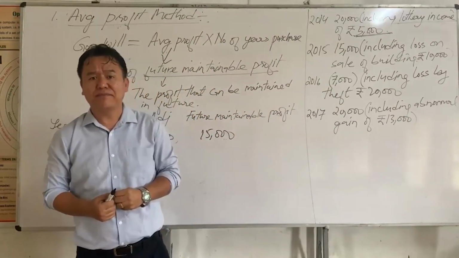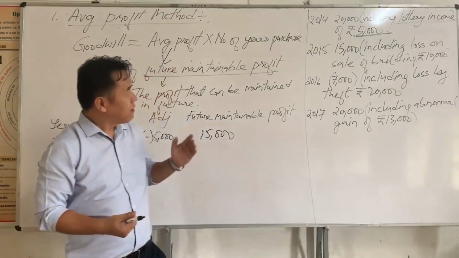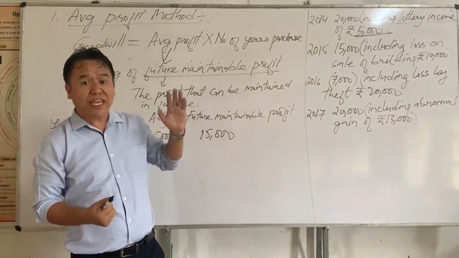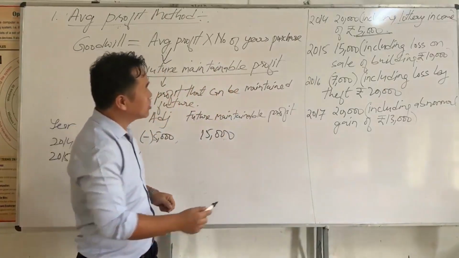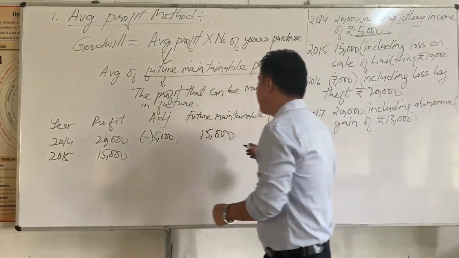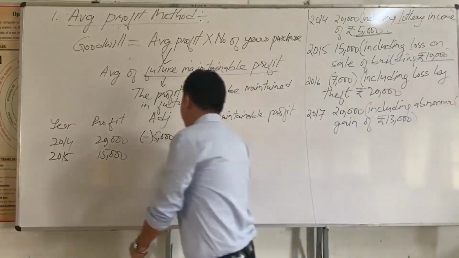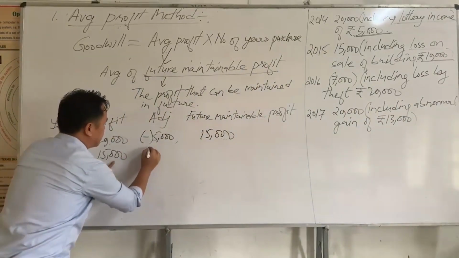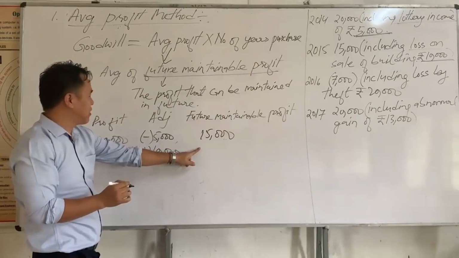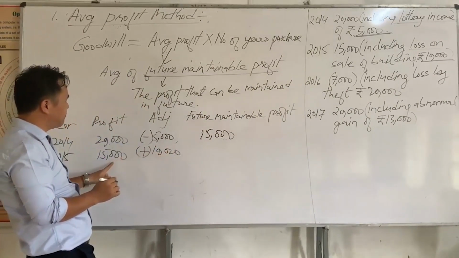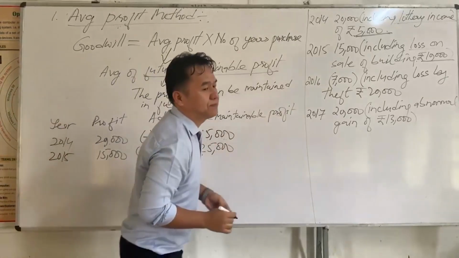But sometimes we have to sell fixed asset. If we incurred loss on sale of fixed asset, then such loss should be added back. What is the loss? 10,000. Such loss should be added back to the profit of that year in order to get future maintainable profit. If we add back 10,000 to the profit of 15,000, then the future maintainable profit will be 15,000.